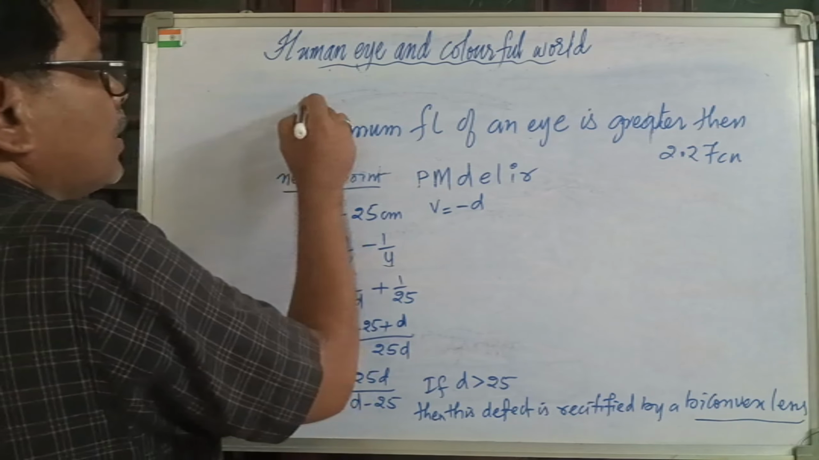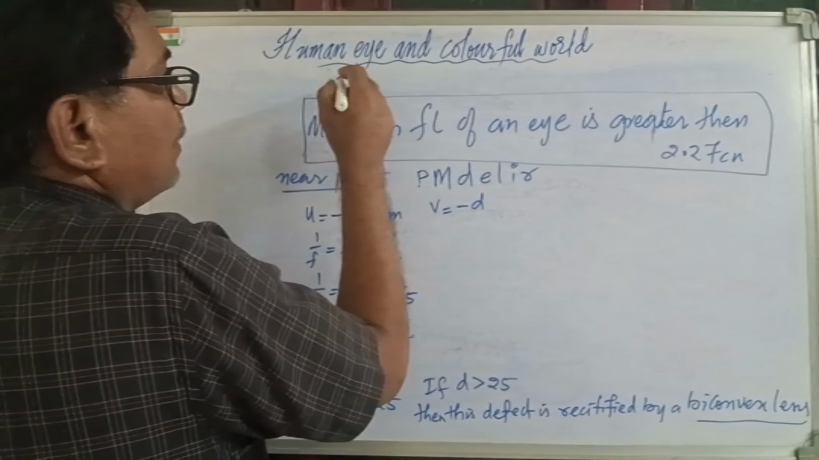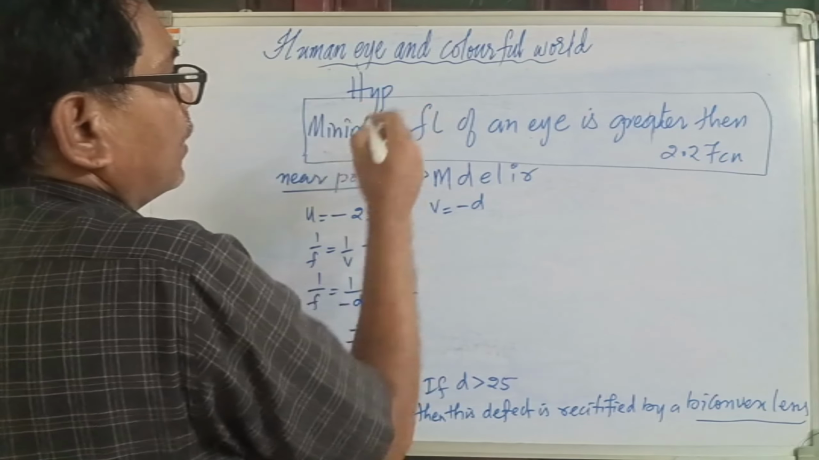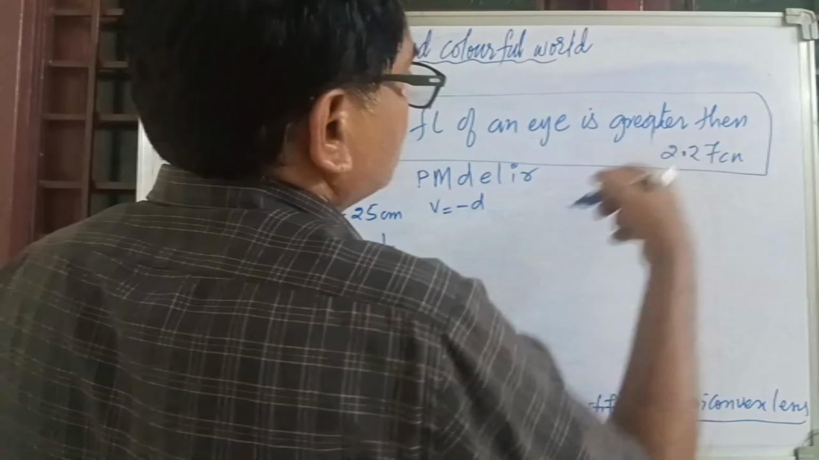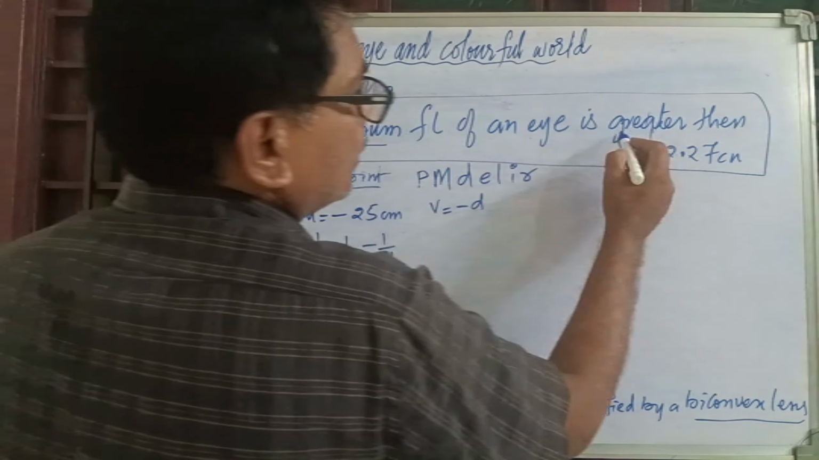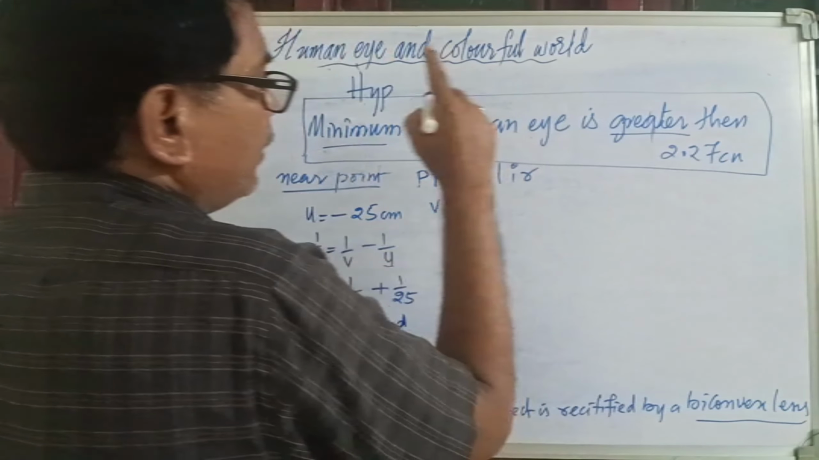What was it for myopia? For myopia it was maximum, because the point was far point. So maximum focal length of eye is less than 2.5. Since it is hypermetropia, it is minimum, because the point is near point. So minimum focal length of an eye is greater than 2.27. Logic: in myopia it was maximum and less than, and here it is minimum and greater than.